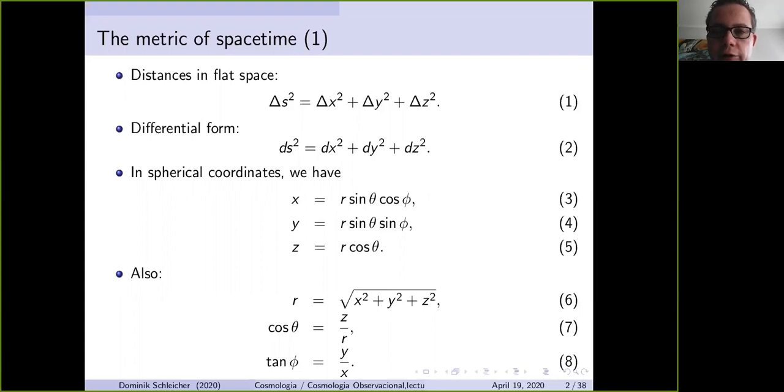And using these relations, we can in principle always transform back and forth between those coordinate systems. So we can use both of them if we want, and it depends on our preference if we use the Cartesian or the spherical coordinate system or even another one.